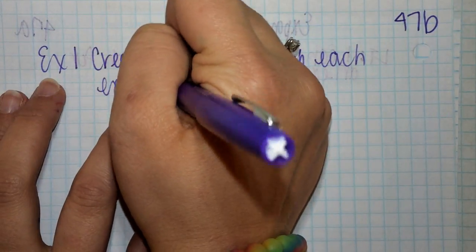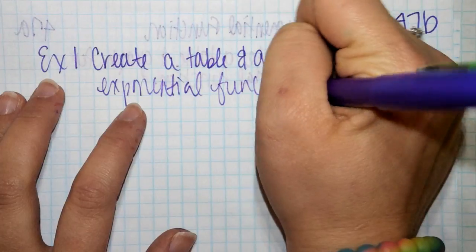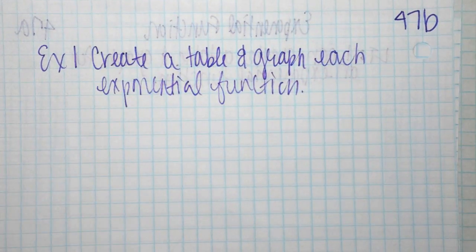Alright, so what is our goal today? What are we trying to learn? A table and a graph for an exponential function. Alright, do you think that's level 1, 2, 3, 4? I think that's a point. That's a 2.